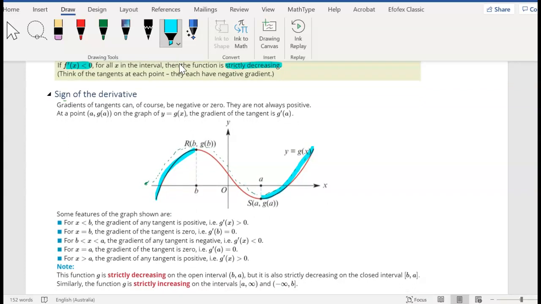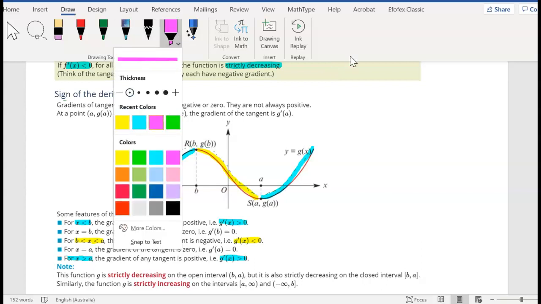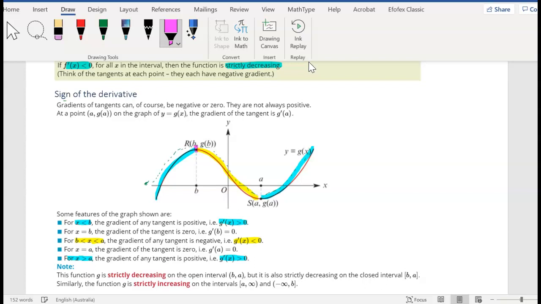So for x less than b, that's the first part I highlighted, your gradient function is positive. It's strictly increasing. And when x is greater than a, this last part, it is also strictly increasing. Now, the little bit in between, it's decreasing. It's going down, the ant is walking down the hill. So when x is between b and a, your gradient function is negative. It's strictly decreasing.